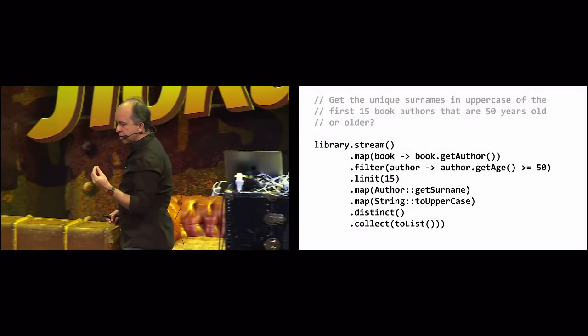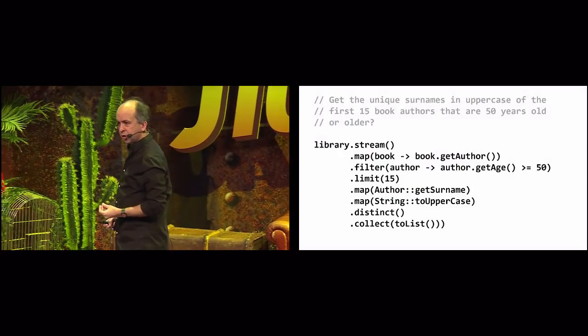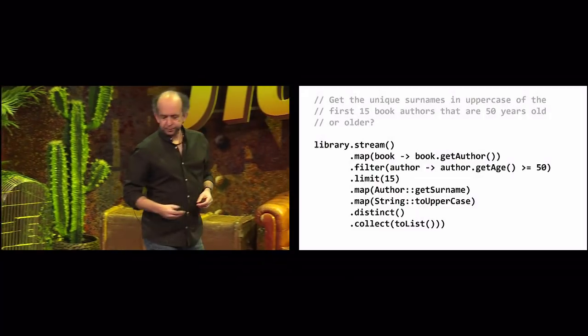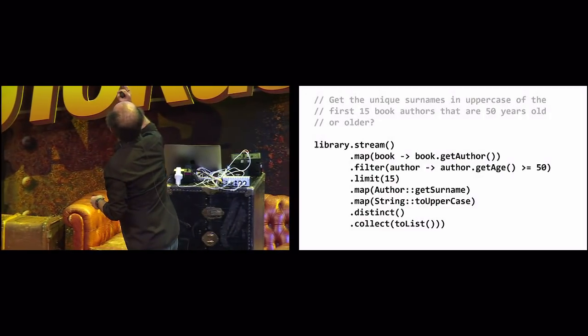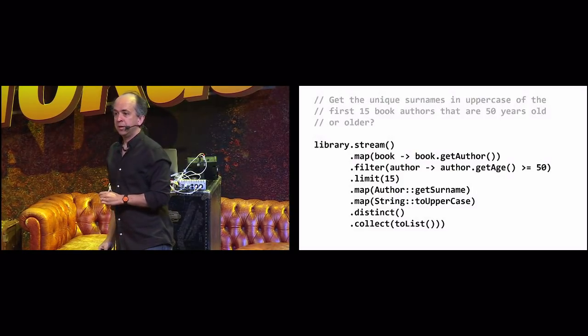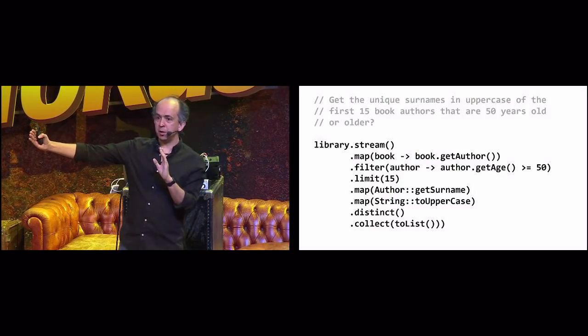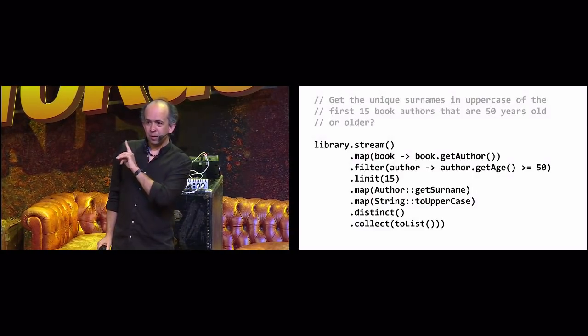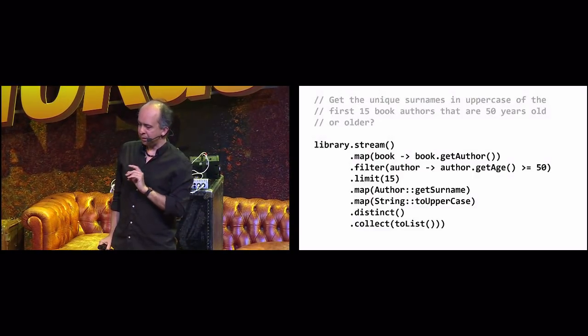The problem is this doesn't do what the brief says. The specification that actually matches this is get the unique surnames in uppercase of the authors of the first 15 books, which is slightly different. If you've got 15 books all written by the same author, then that's not quite what you were after. So we need the unique authors.